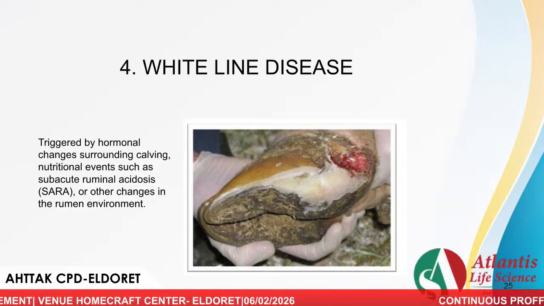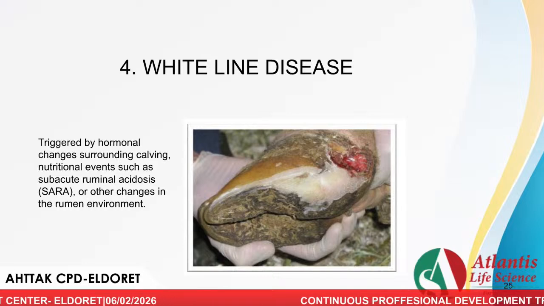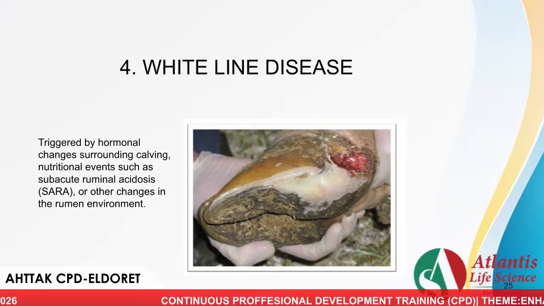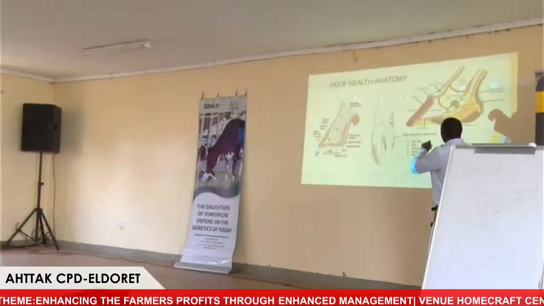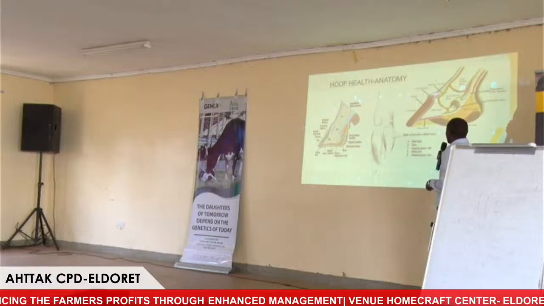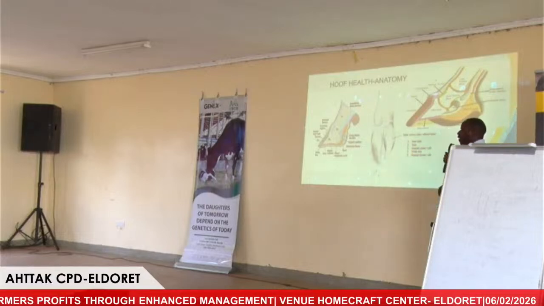So this is basically what I wanted to show you, the white line. The white line is here, number 4. It is between the hoof wall and the lamina. So in between is the white line. That is also a very important structure in the hoof of an animal.